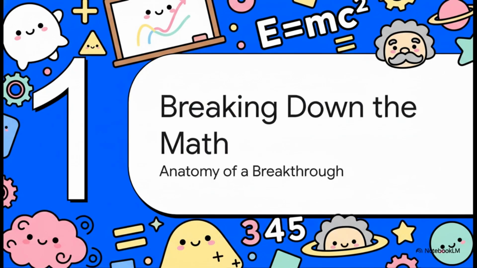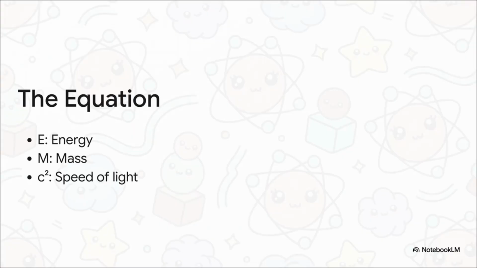Breaking down the math. Okay, let's look at the anatomy of this breakthrough, because it really is this simple. The E stands for energy, specifically the total amount of energy locked inside an object. The M is just the physical mass, the physical stuff, and that c² represents the speed of light squared.